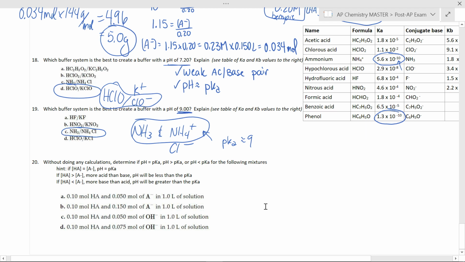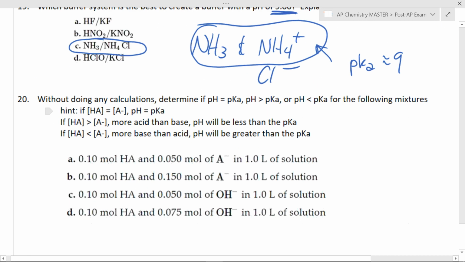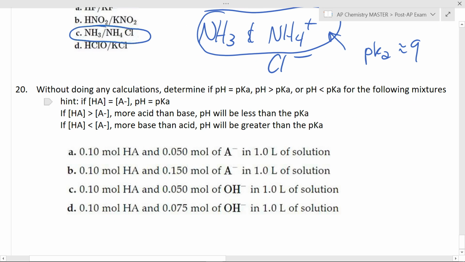Cool. And then here's a last set here to think through this idea of, does pH equal the pKa, or is it greater than or less than the pKa? So a reminder, if you have exactly equal amounts of your weak acid and your conjugate base, the pH will be exactly equal to the pKa. If you have a little bit more acid than base, then the pH is going to be less, more acidic. That makes sense. If you have a little bit more of the base component than the acid, then it's going to be a little bit more basic. So the pH is going to be greater than the pKa.